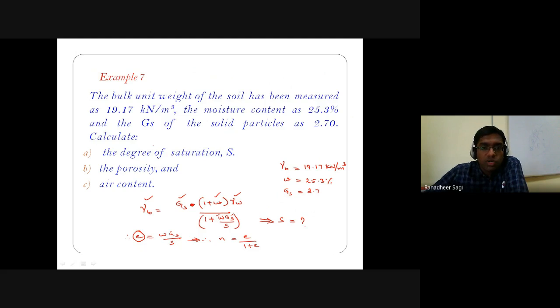Okay. Next, what are we required to calculate? The air content, which is denoted by the notation AC, where air content is what we can write as 1 minus degree of saturation. We have a relationship between air content and degree of saturation. As already we have calculated our degree of saturation, so subsequently air content is what we can calculate as 1 minus your degree of saturation.